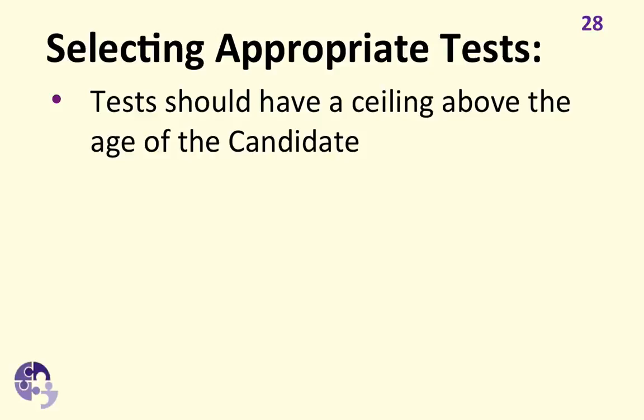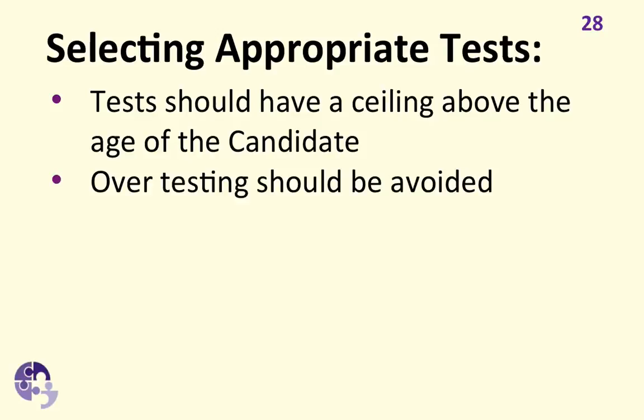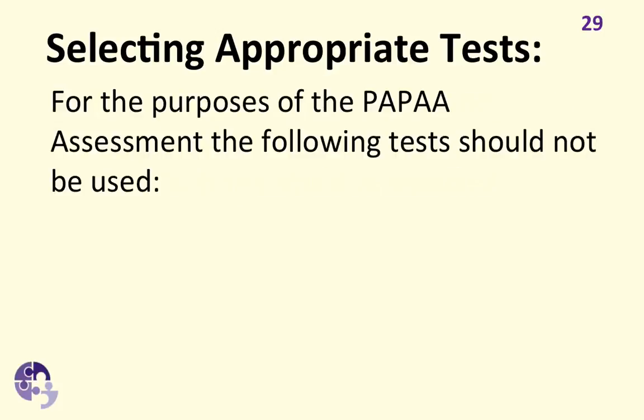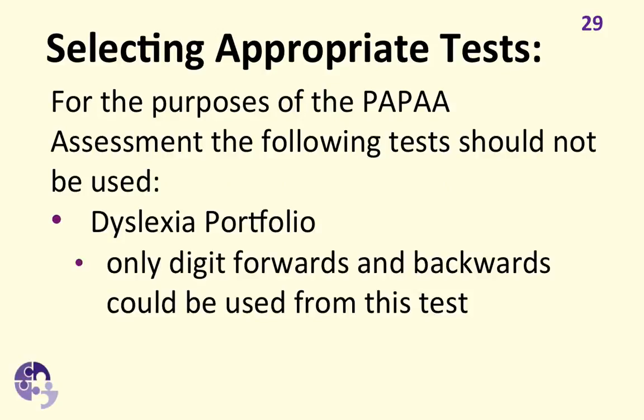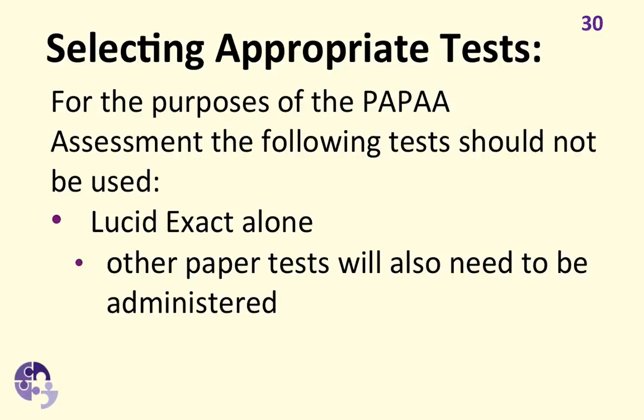Tests obviously should have a ceiling above the age of the candidate. Over-testing should be avoided. So, for example, they only need one reading comprehension test. They don't need to put two different tests into the assessment. For the purpose of the PAPA assessment, the following tests should not be used. Dyslexia Portfolio can only be used for digits forwards and backwards. And the Lucid Exact cannot be used alone.